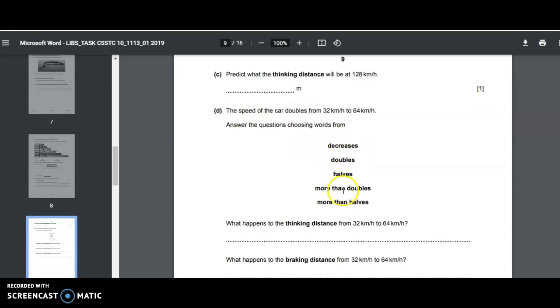Now, this I think you can do. Double, decrease, goes down, double means it increases twice or it increases double. Half means it's cut by 50%. More than double means it increases by more than double. And more than half, or more than halves, then it is something more than a half.